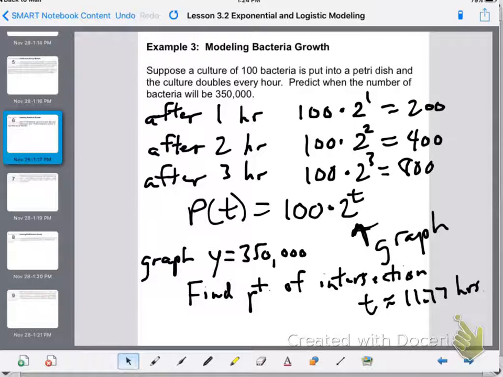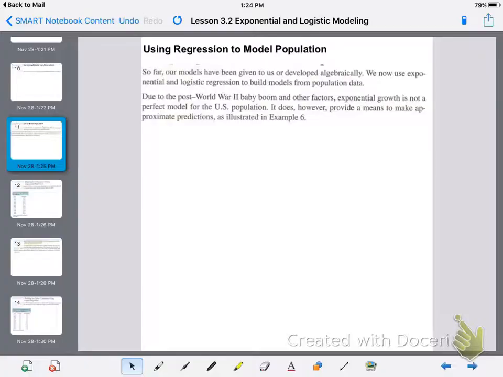So that's the way I would do it. I would find the exponential function, find the growth function, graph it, and then graph whatever number you're expecting it to be, graph that horizontal line, and then find the point of intersection of the two. Skip a couple slides.